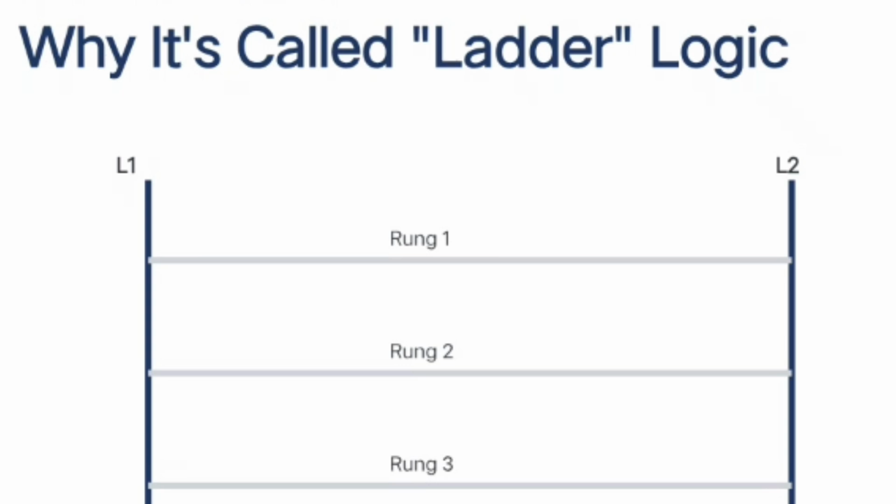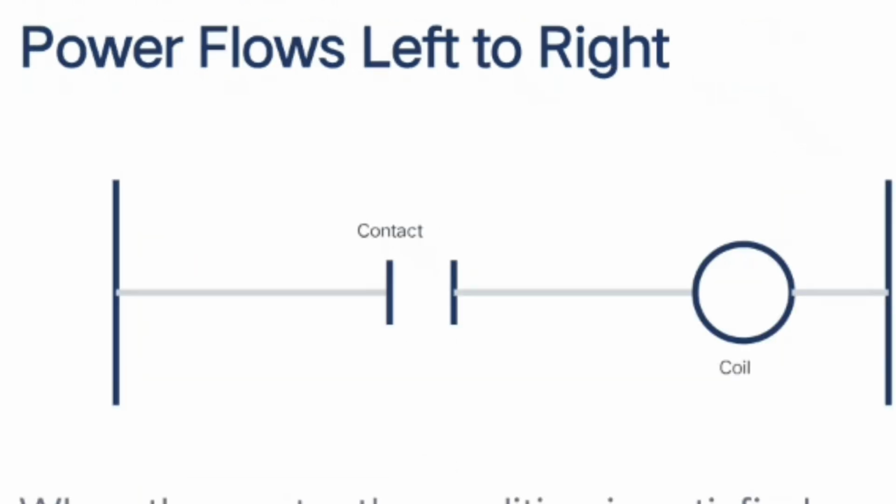Every rung works the same basic way. Think of it as power flowing from the left rail to the right rail. If the path is complete, if every condition on that rung is satisfied, power reaches the coil on the right, and the coil energizes. If any condition breaks that path, power stops, and the coil stays off. That's the entire logic of ladder programming: complete the path, energize the output. Everything else we'll cover in this series is just different ways of building and breaking that path.